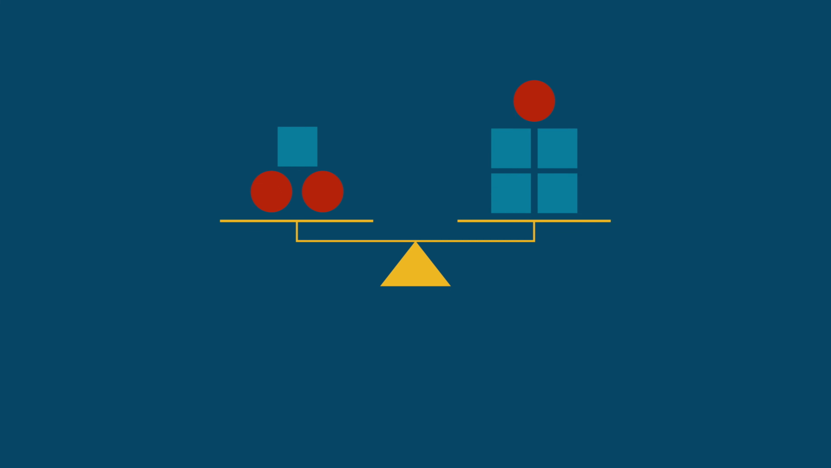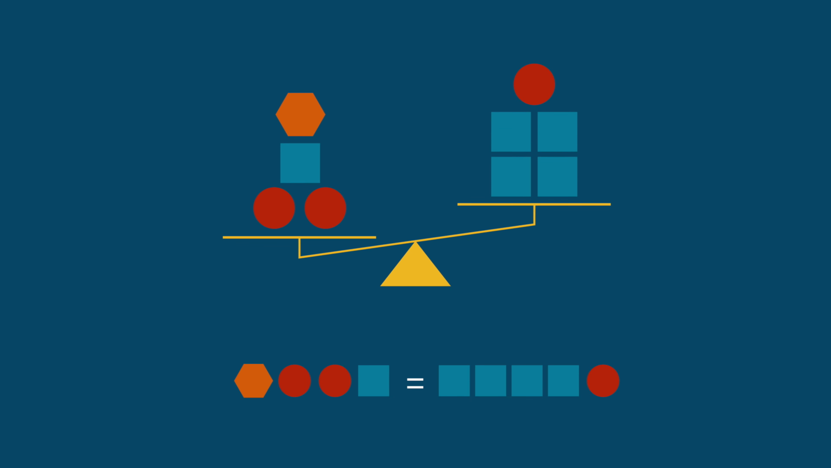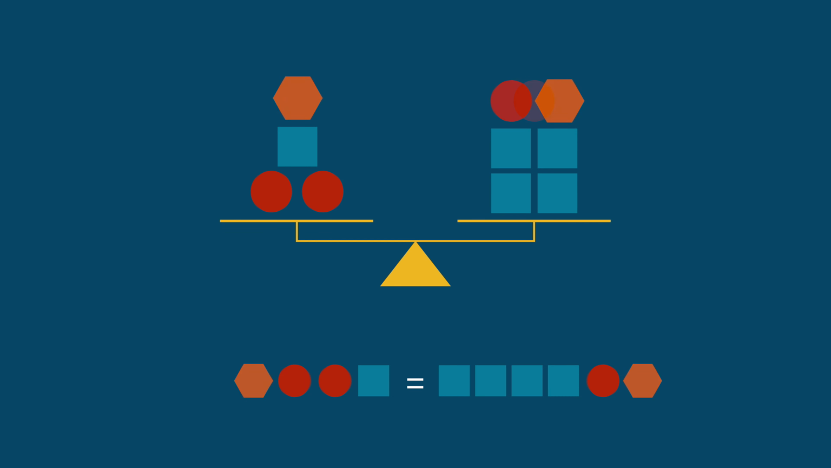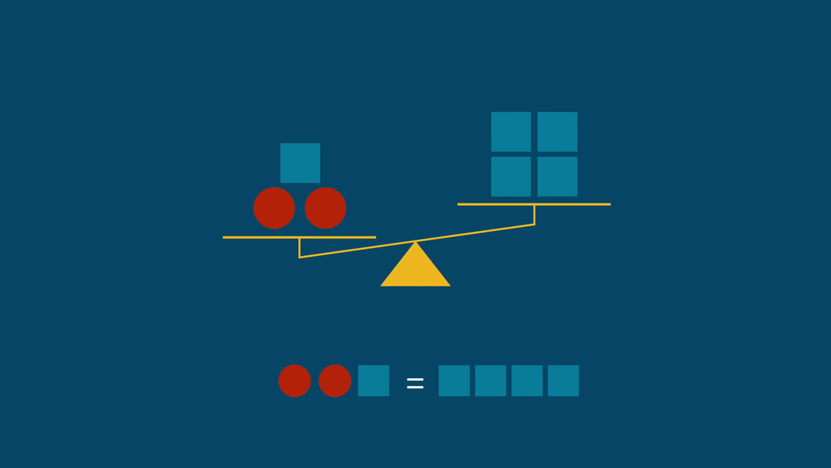Here is a pan balance and its matching equation. What would happen if I place the orange shape on one side of this pan balance? The pan would become unbalanced, so I would need to place the same value on the other side to keep it balanced. Similarly, what would happen if I removed the red shape from one side? Again, it would become unbalanced, so I would need to remove one from the other side to keep it balanced.